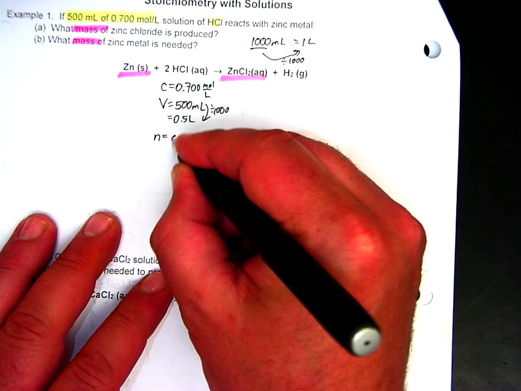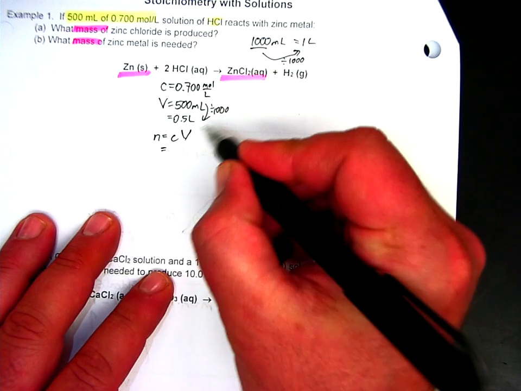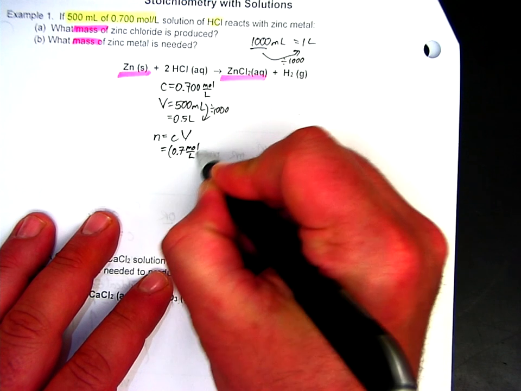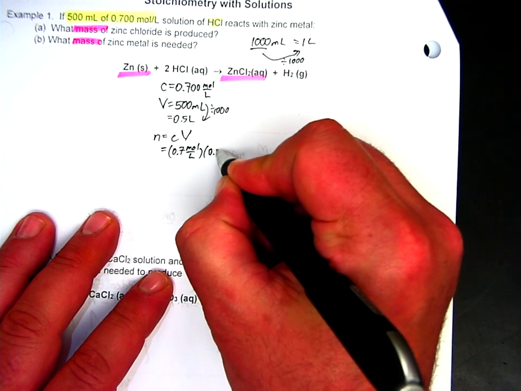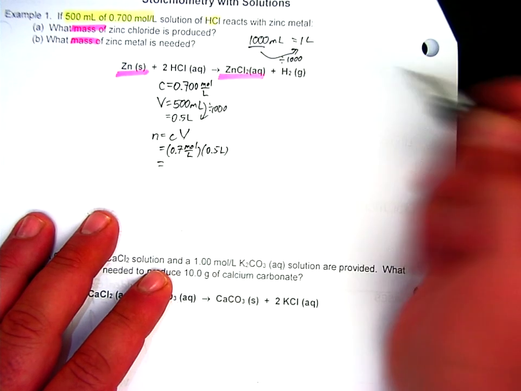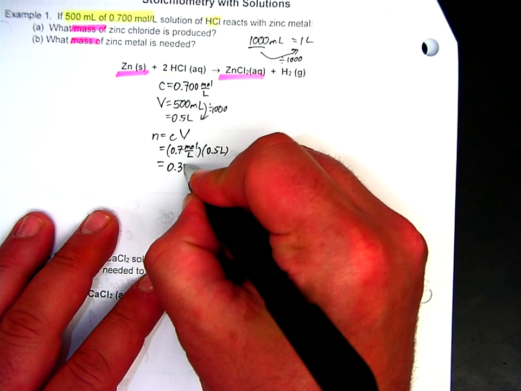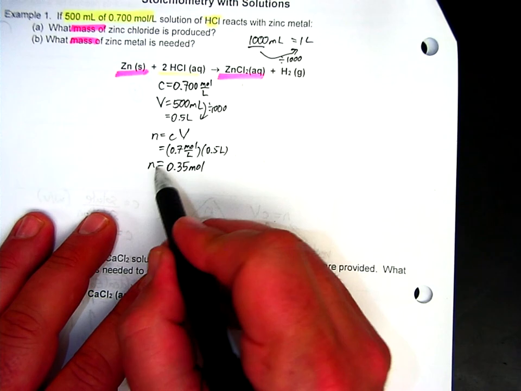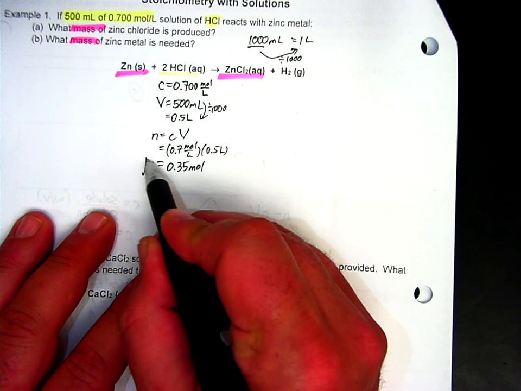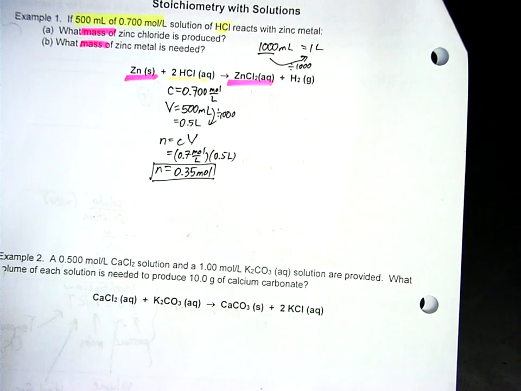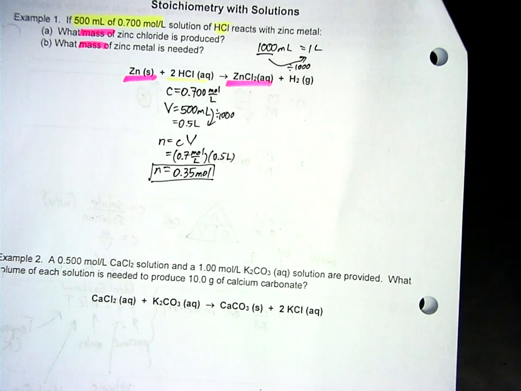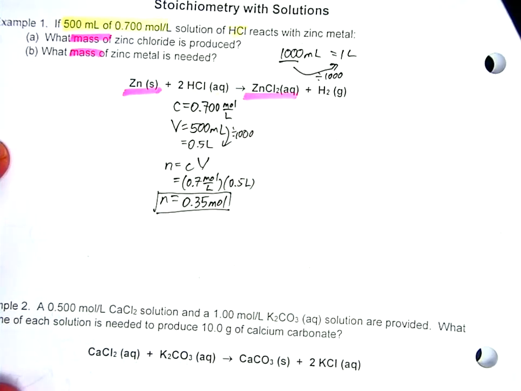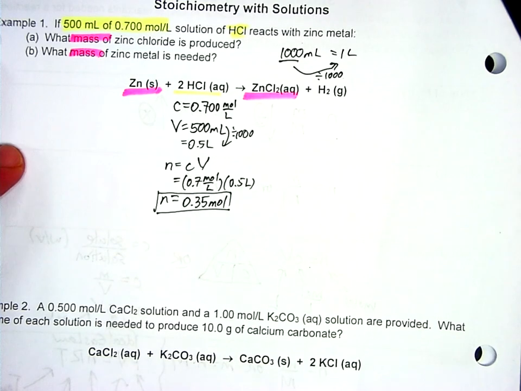So I usually write the formula down, put my numbers in, 0.7 moles per liter, 0.5 liters, multiply them through, and I get 0.35 moles. So that's the starting point that I need to achieve for the stoichiometry question. Okay, so that's taking my given information and getting us started.